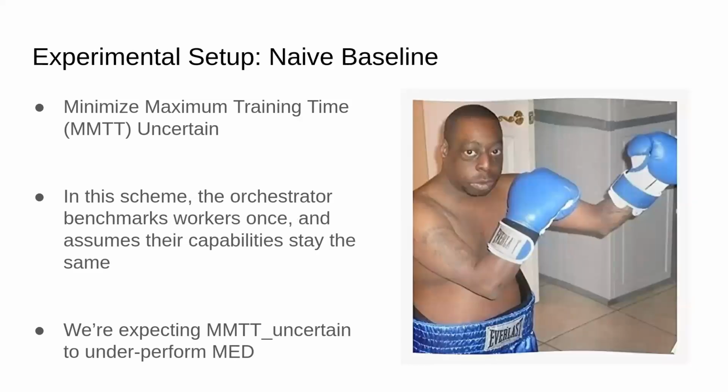The second baseline is an uncertainty naive approach. So in this scheme, it's as if the orchestrator benchmarked workers once and didn't take into account their varying capabilities. And it assumes the workers' capabilities stay the same during the whole training routine. And so we're expecting MMTT uncertain to underperform MED.